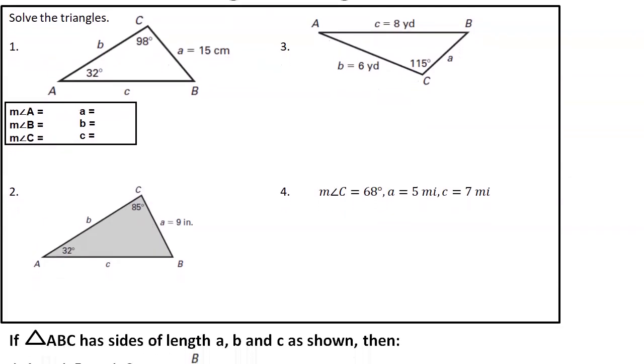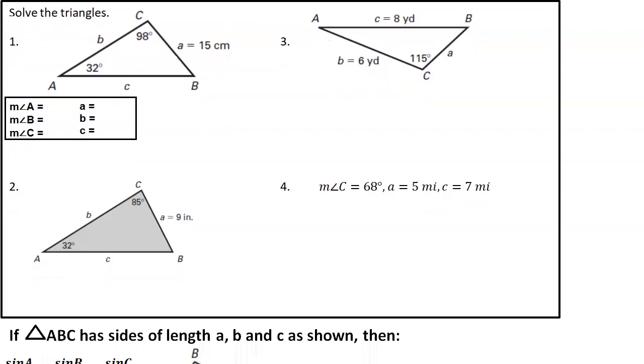So it says solve the triangles. Okay, let's take the information that we have and see what we can do. Let's start with angle C up there, which is 98 degrees. All right, then we have angle A, which is 32 degrees. And then we have little a.